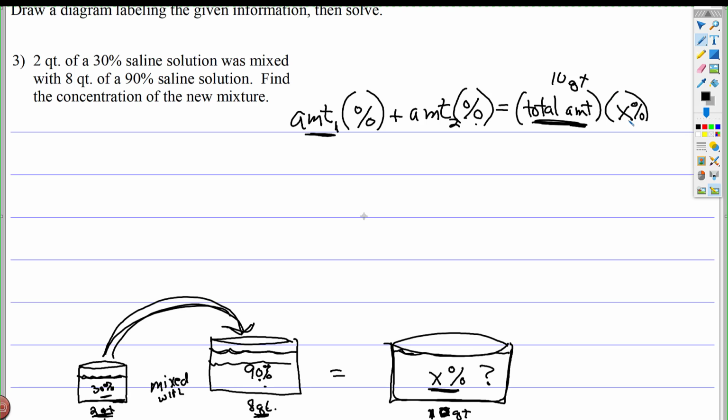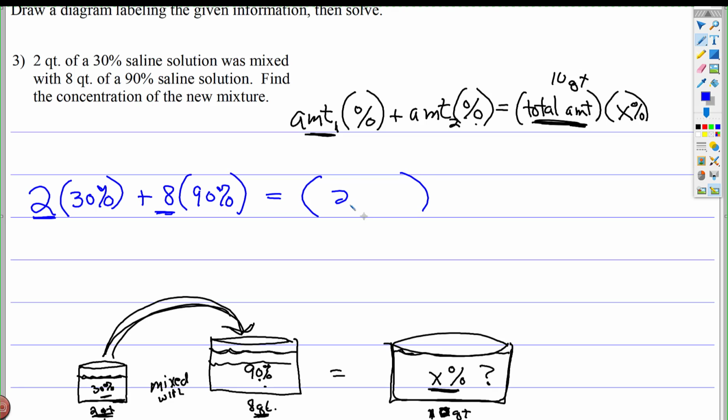So let's go ahead and I'm going to change the color and write down the process. So the first amount is 2 quarts and it's at 30%. Plus we're going to add that to an 8 quart that has a 90% solution. And we want to know, well, here's the total, 2 plus 8, but we don't know this percent. So we're going to give it an X.